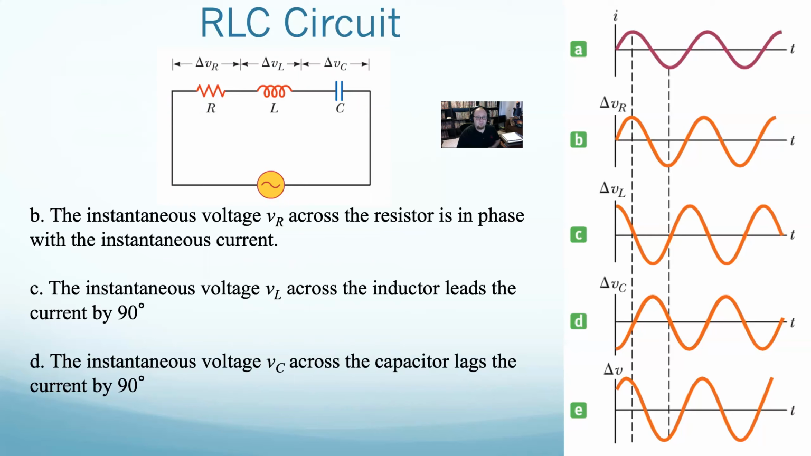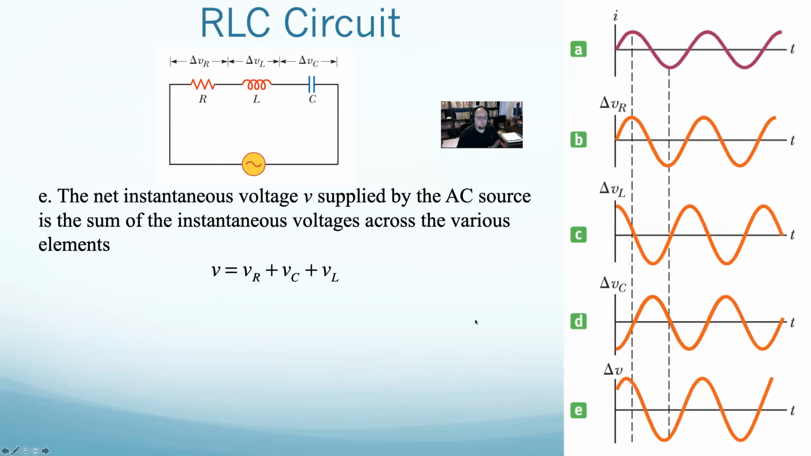Now, what this delta V on the bottom, which I had misspoken on, is just the sum of them. What happens if you add all these up? I can just add these three sine waves together. The net instantaneous voltage supply, oh, it is the sum. Sorry, delta V was the battery. If you add these up, you get the voltage of the battery. I was right, it was the battery, but it's also the sum.